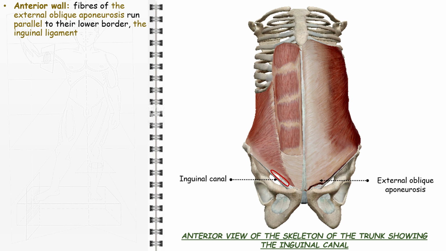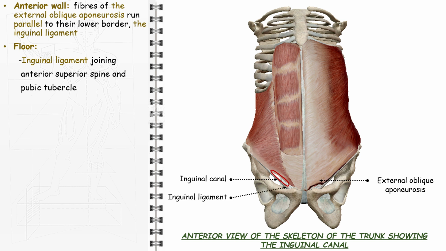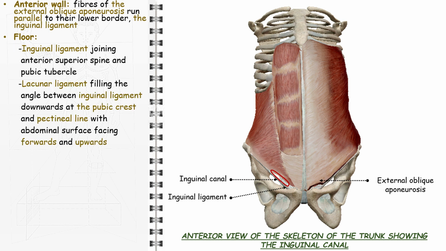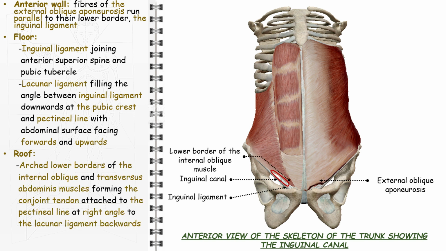The floor is formed by the union of the transversalis fascia to the inguinal ligament joining the anterior superior spine and the pubic tubercle. The lacunar ligament fills the angle between the inguinal ligament upwards and the pectineal line downwards at the pubic crest with the abdominal surface of the inguinal canal facing forwards and upwards. The roof of the inguinal canal is made of the arched lower borders of the internal oblique and transversus abdominis muscles forming the conjoint tendon medially attached to the pectineal line at right angle to the lacunar ligament backwards.